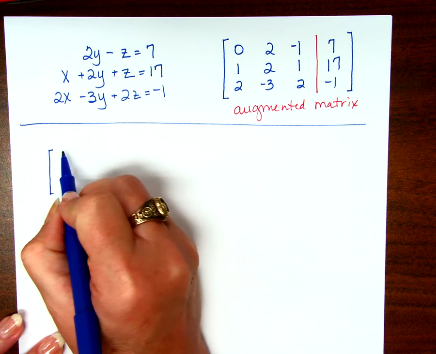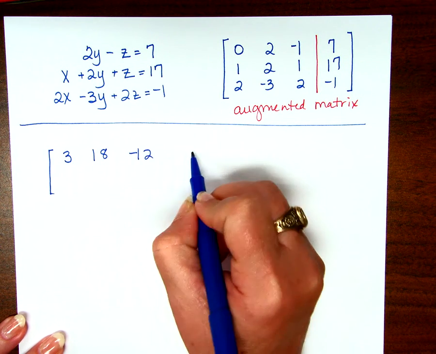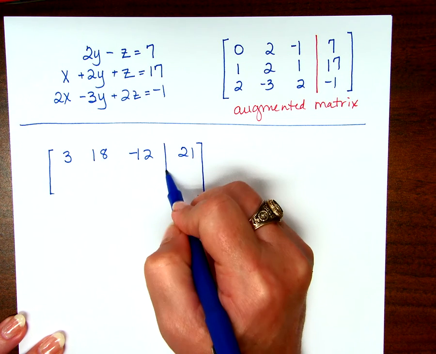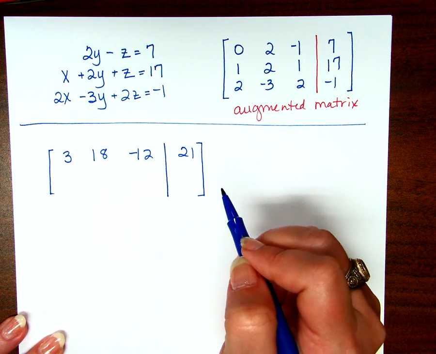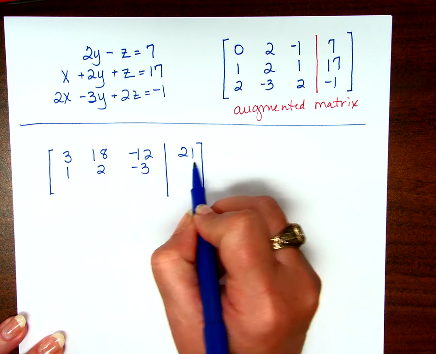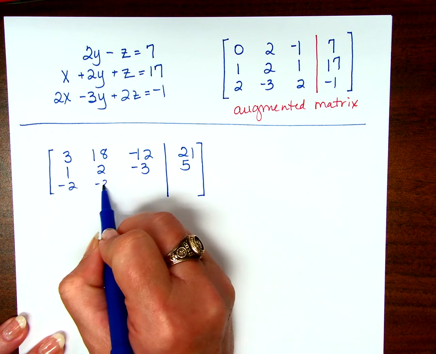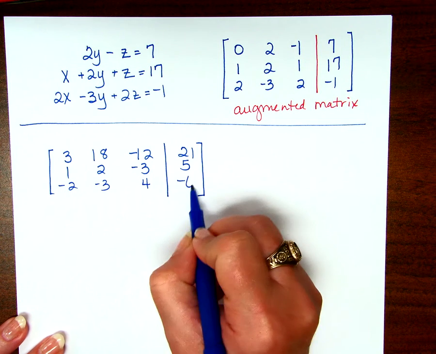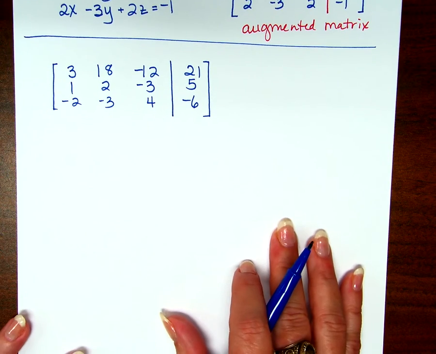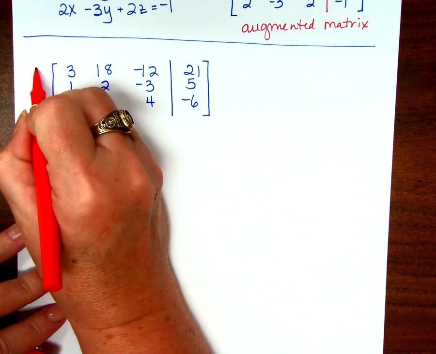So let's use this matrix. 3, 18, negative 12, and 21. And I'm going to write this as an augmented matrix. 1, 2, negative 3, and 5. Negative 2, negative 3, 4, and negative 6. Okay? The first thing we've got to do is know which one we're talking about. Are you okay with this?